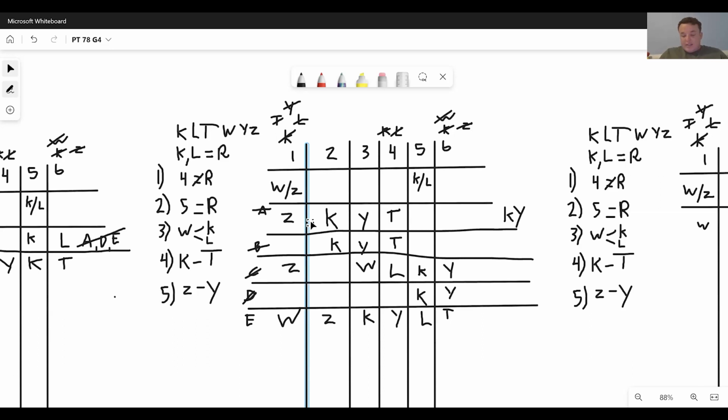So first, answer choice A says K's audition is second. If K's audition is second, we know Y has to be third, right? If we know K and Y are here, we know Z and W both have to come first, and that's not possible. So A cannot be true. Does that make sense to everybody?